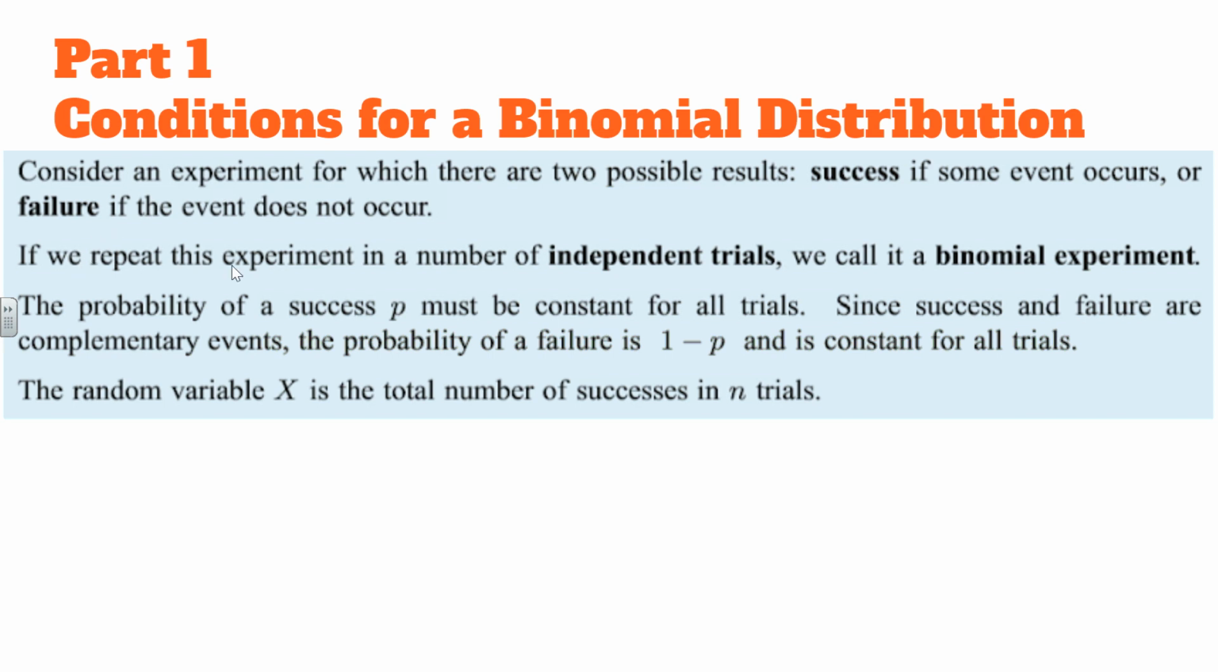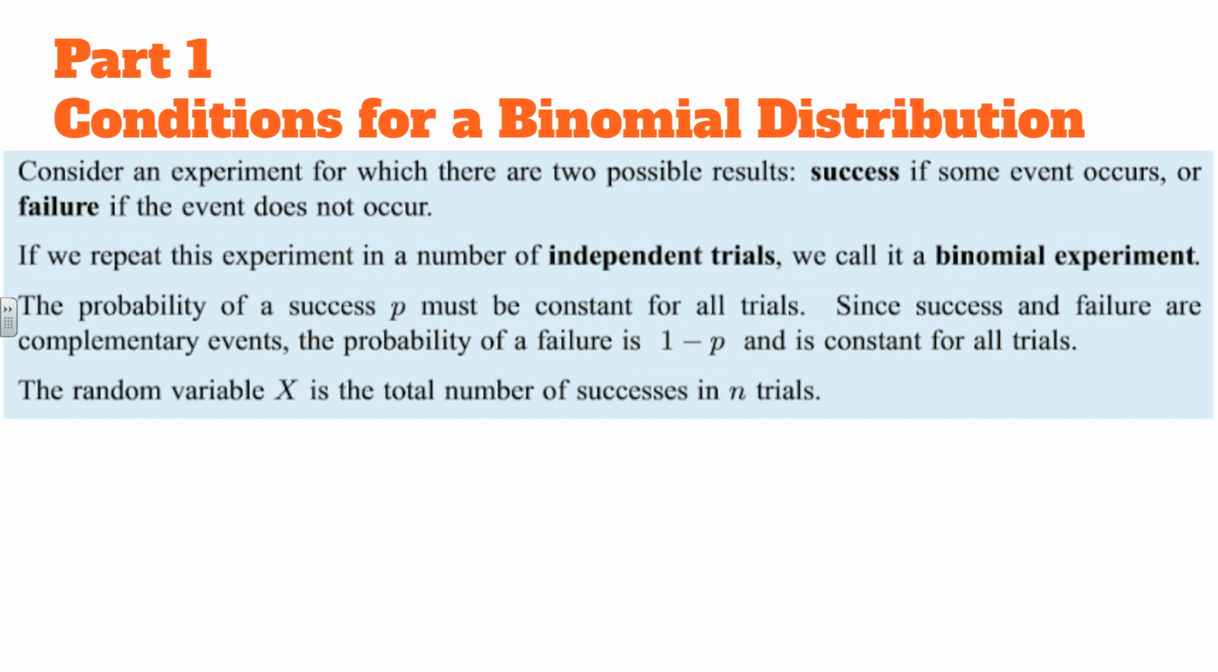The next is that we repeat this experiment in a number of independent trials, so the trials have to be independent. Flipping a coin, rolling a die, picking names out of a hat, as long as I replace those names into the hat, those kinds of things are going to be independent. Then the probability of success, which we're going to call P, has to be constant. We have to have a constant probability of success. It goes along with the idea of independent trials, but sometimes we need to put that in as a little extra caveat.